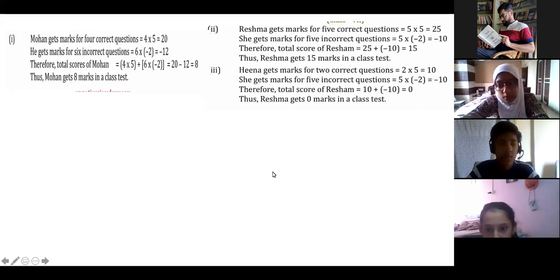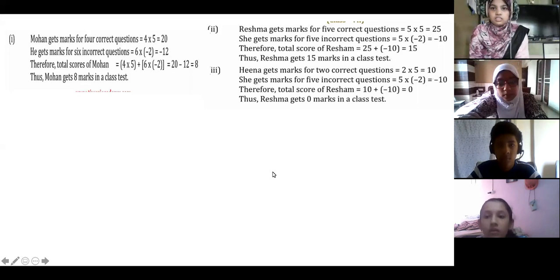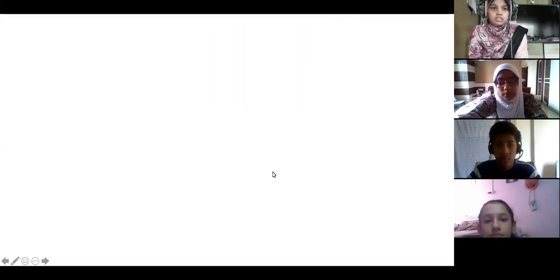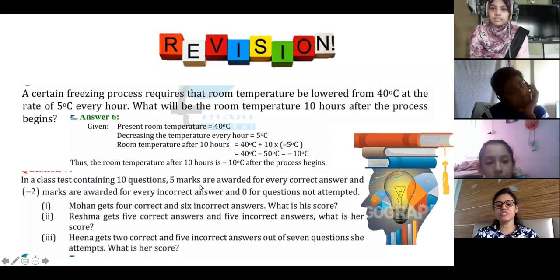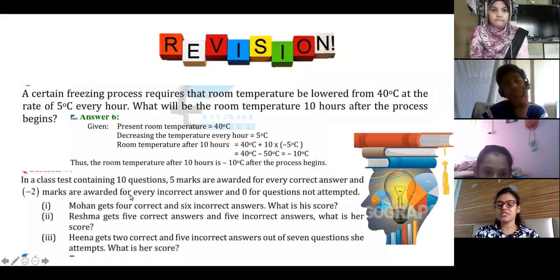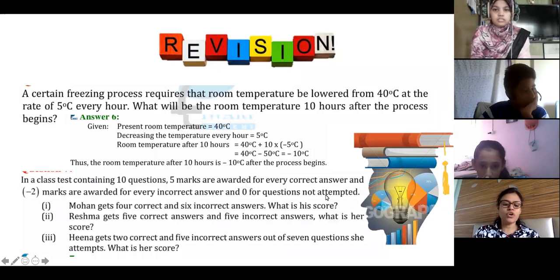Okay, I'm explaining this question once again. This is a question in a class test containing 10 questions. 5 marks are awarded for every correct answer and minus 2 marks for an incorrect answer. So you are getting negative marks for a wrong answer, okay? And 0 for not attempted.